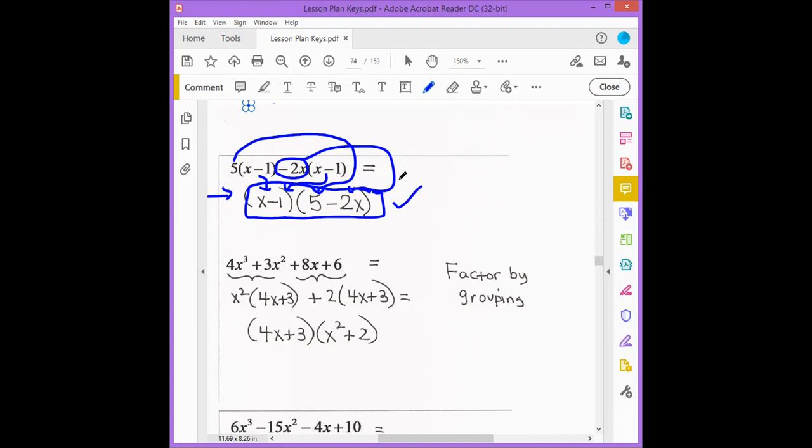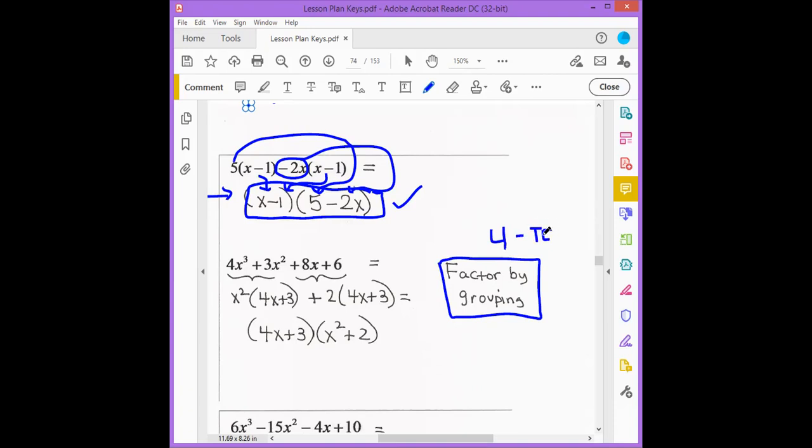Now this strategy helps us to understand how to write our solutions when we factor by grouping. In this next example, we're going to factor by grouping. Now the only time you can factor polynomials by grouping is when you have 4 terms.